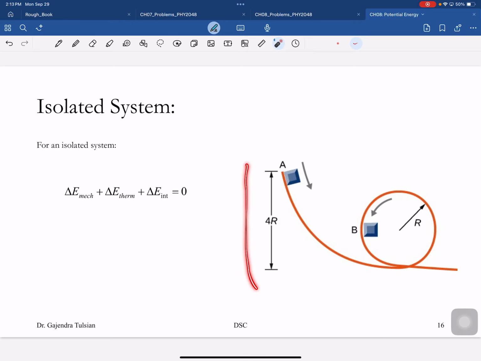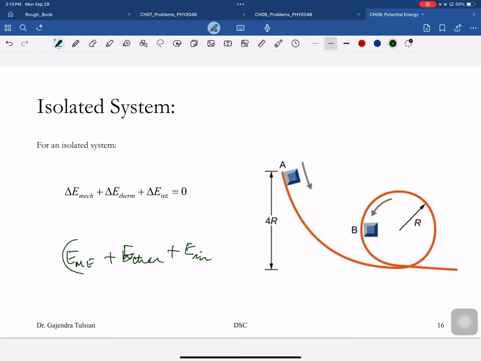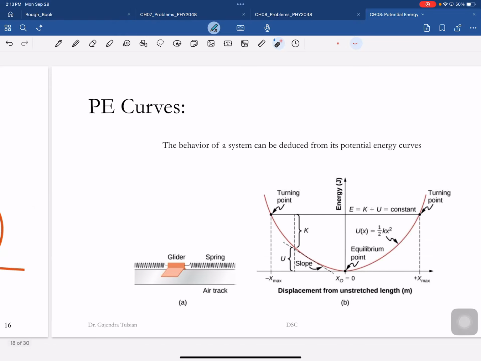All right, so for an isolated system, the change in mechanical energy plus the change in thermal energy plus the change in internal energy, all the changes do add up to zero. That means mechanical energy plus thermal plus internal energy in the initial configuration is equal to that in the final configuration. So if you're able to keep track of all forms of energy, it'll remain constant for the system. The sum of all forms of energy is constant, and that's the conservation of energy principle.